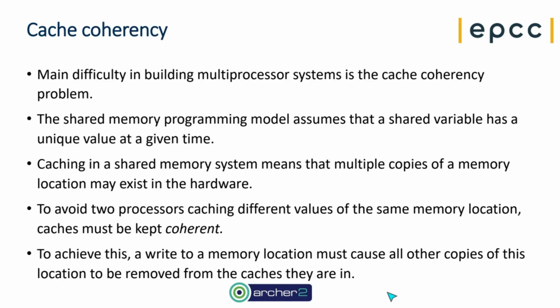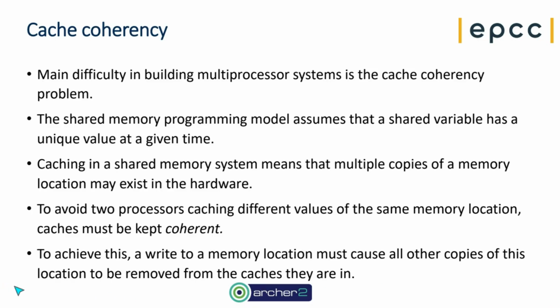But where we have multiple cores and every core has its own caches, that means that if multiple cores are accessing the same memory location, there could be lots of different copies of the same memory location in the hardware at any given time. But the hardware has to avoid two processors caching different values of the same memory location. So the terminology used here is that the caches must be kept coherent.